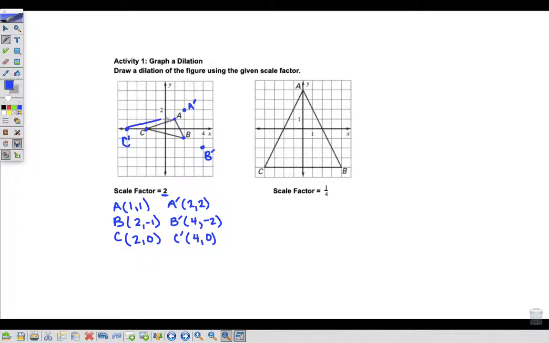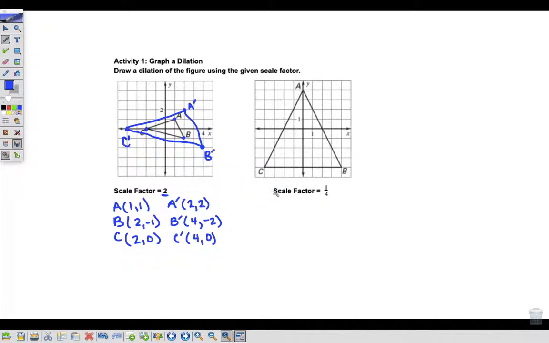So now I got to draw my lines. Try and make them a little straighter than what I'm doing here. And there's my image. So notice I went from triangle ABC to triangle A prime, B prime, C prime. Notice it got bigger. We call that type of dilation an enlargement because it's getting larger. Over here we can do the same thing. So I have a scale factor of 1/4.